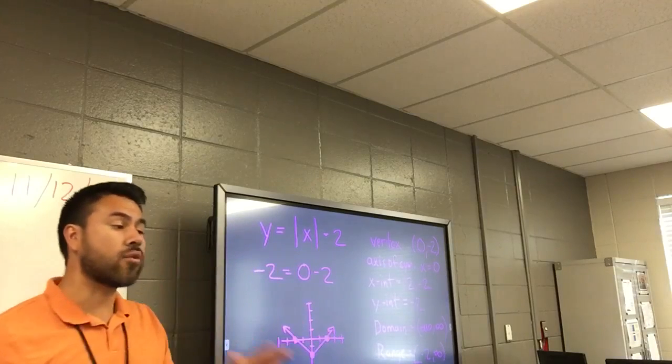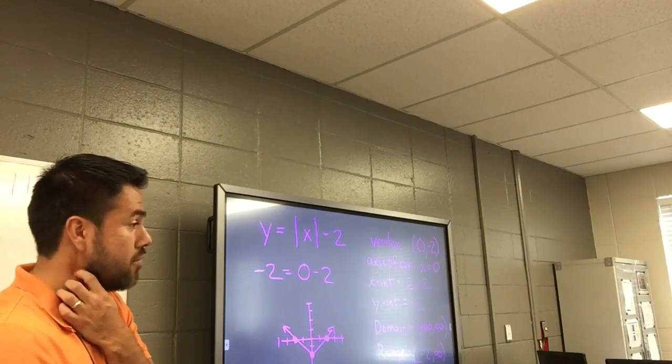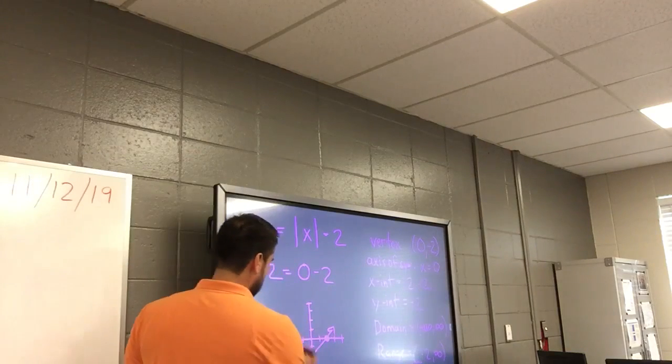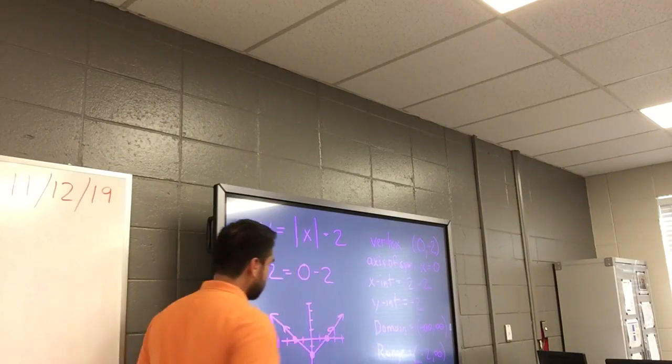Okay, and you'll get graph paper tomorrow. Today you don't need graph paper, but you'll get graph paper. That's your graph. That's the V shape. And for some of you who want to see it more V, there you go. Okay.